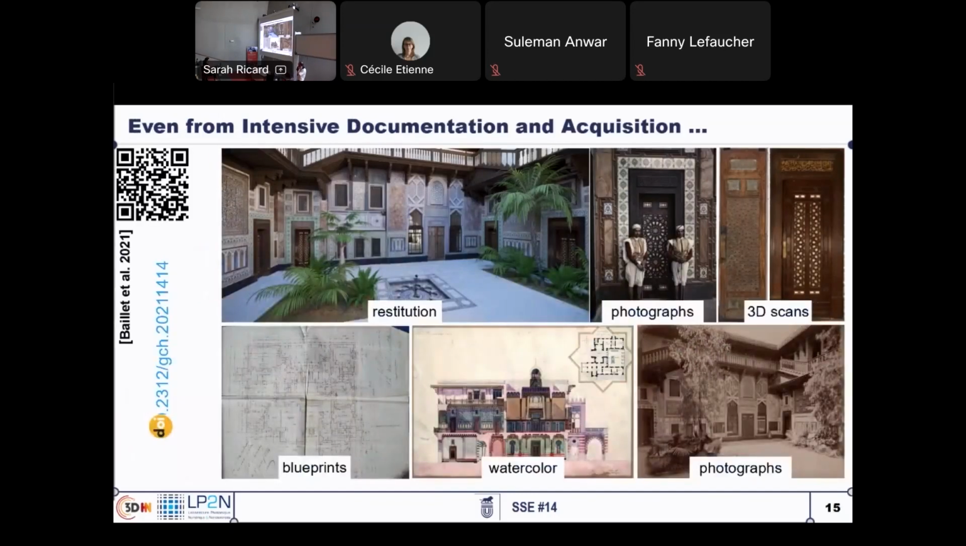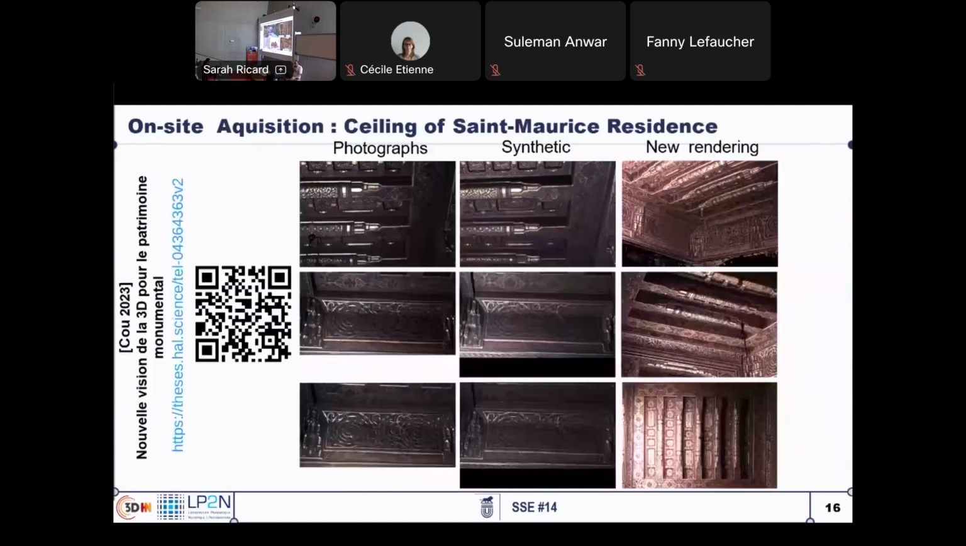On our side, we are trying to recover some appearance of large buildings. I will not discuss all the details here, but simply go to the conclusion. We have done an intensive survey based on the blueprints, watercolors, some real color photographs from the 19th century, some stained glass, 3D scans, and so on, to create this kind of restitution. Our goal was to have a good restitution. So this is a kind of result that we have obtained.